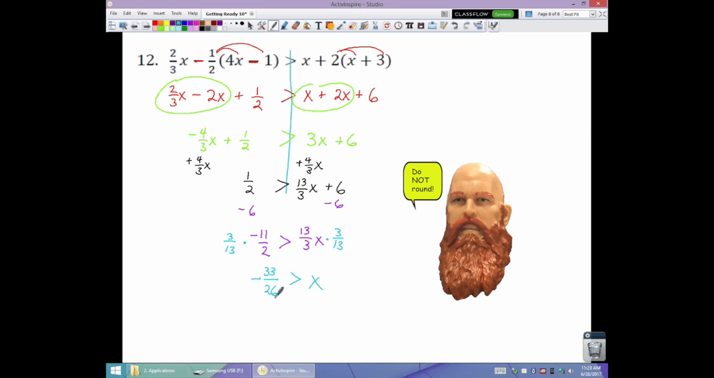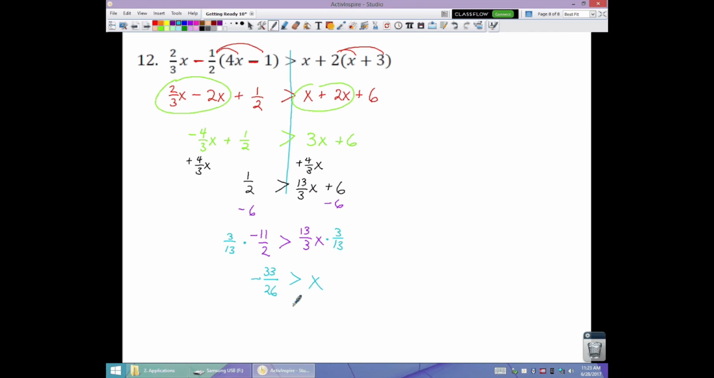Do not change it into a decimal. We do not round rational numbers. So either negative 33 over 26 is greater than x, or x is less than negative 33 over 26.